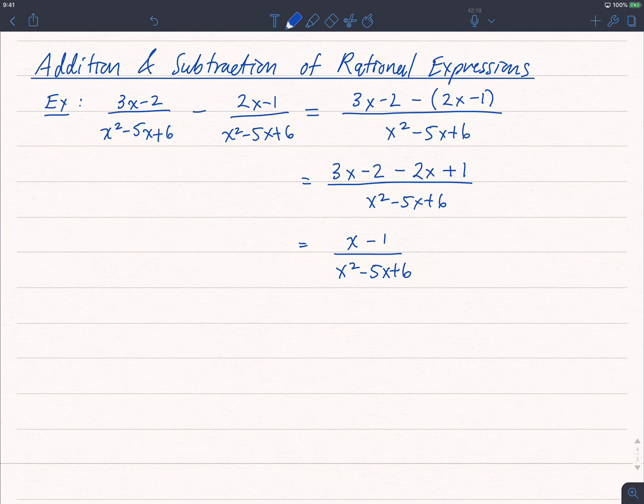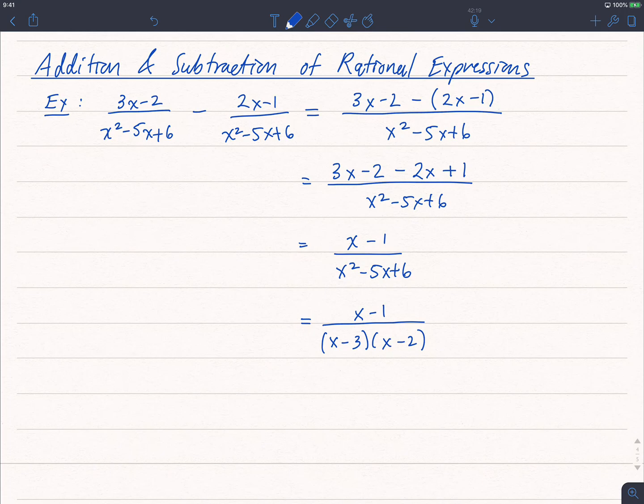Now, notice that in this problem, we can factor the denominator. So we have two factors of 6, namely negative 3 and negative 2, that multiply to 6 and add to negative 5. So this factors as x minus 3 and x minus 2.